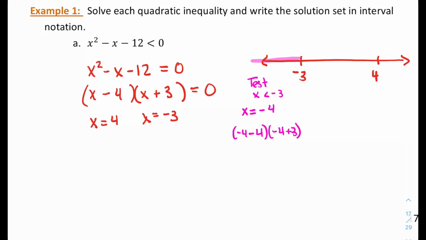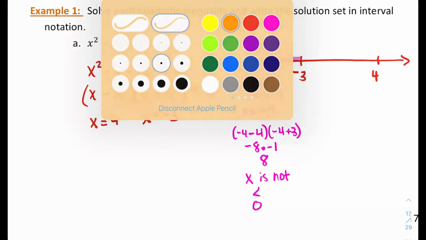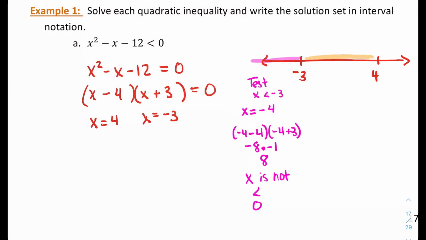Okay, if I plug that in, I'll have negative 8 times negative 1. This is checking to see if it's less than 0. 8 is not less than 0. So if you look at your original inequality, I wanted to see if that result was less than 0. It is not. So that means x values less than negative 3 do not work.